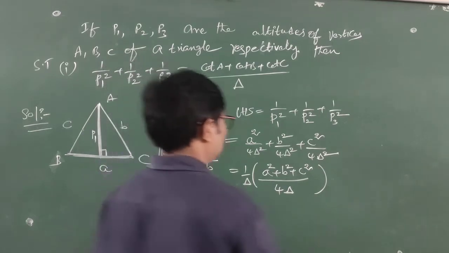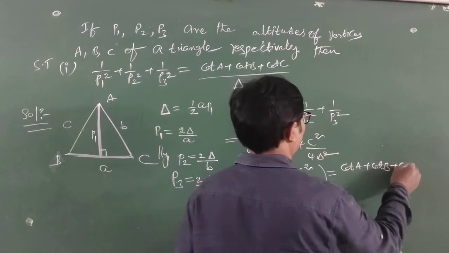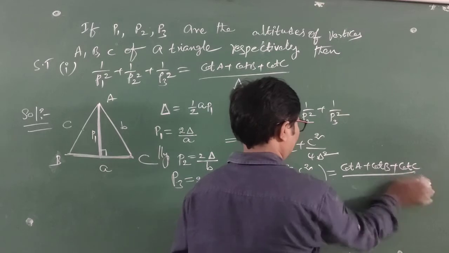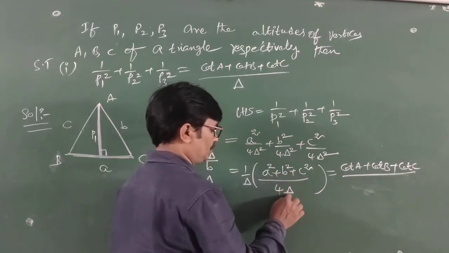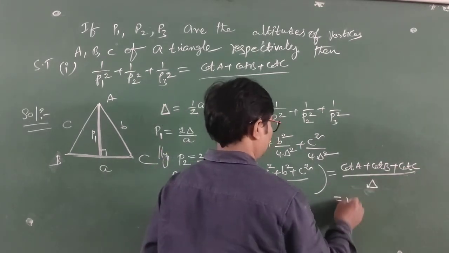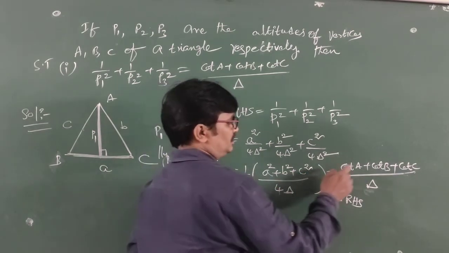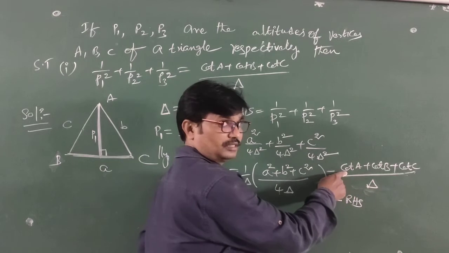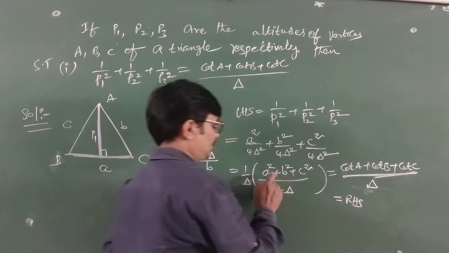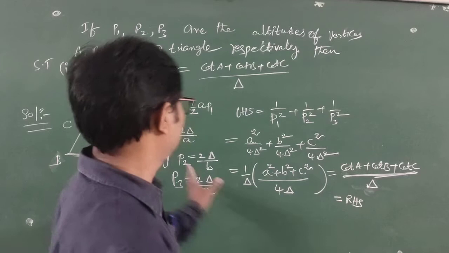So students, this can be written as cot a plus cot b plus cot c upon delta. What is it, students? a square plus b square plus c square by 4 delta is cot a plus cot b plus cot c, so this is the first question, today's first question. Already we proved that cot a plus cot b plus cot c is a square plus b square plus c square by 4 delta. Okay students, so this is the first question.